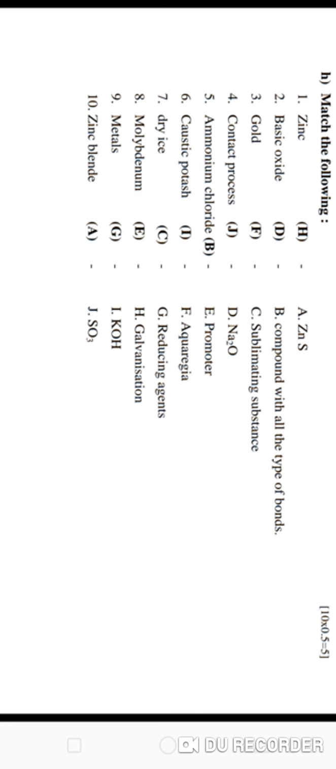So these are the matching based questions. Zinc is related with galvanization, basic oxide is related with sodium oxide, gold is related with aqua regia, contact process is related with sulfur trioxide gas production or sulfuric acid production. Ammonium chloride is related with all types of bonds. Caustic potash is related with KOH.